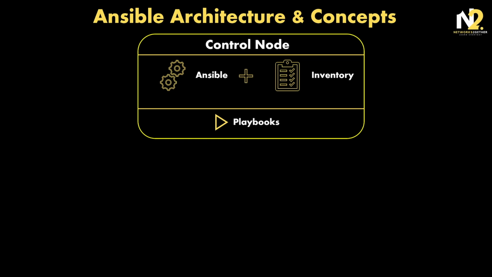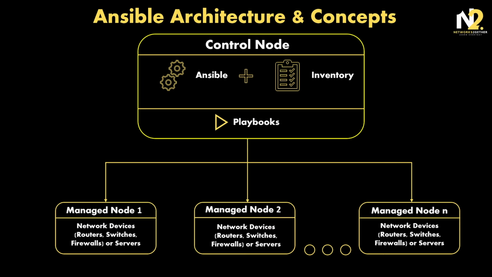Alternatively, you can run Ansible in containers known as execution environments. This approach allows you to package Ansible and its dependencies in a container, making it easier to manage and scale your automation efforts across different environments. On the other hand, the managed nodes are the devices we want to configure or manage, such as servers, network appliances like routers, switches, and firewalls. Ansible is agentless, meaning we don't need to install any special software on these devices. Instead, Ansible communicates with them over SSH or APIs.